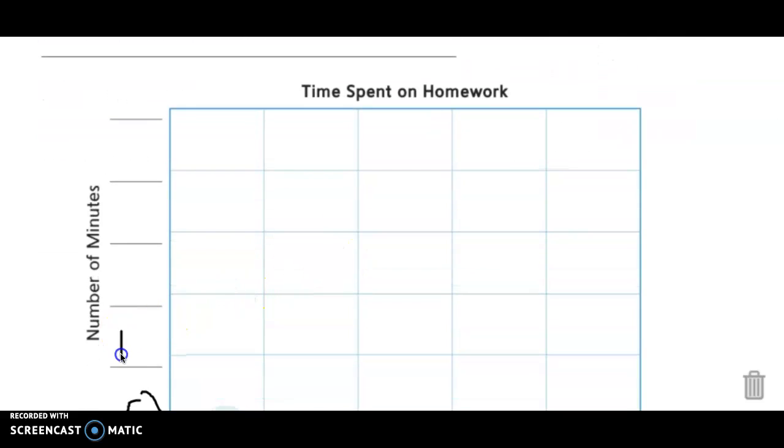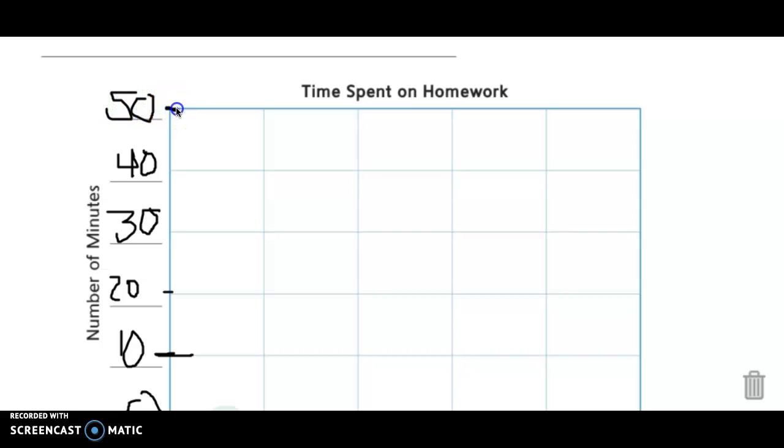So let's go ahead and put 10. And look at 10 means this line. 20 means the line that's coming towards it. 30, 40, and the very tippy top is 50. That's like saying the top of this graph. If I color it all the way in, that'll be 50.